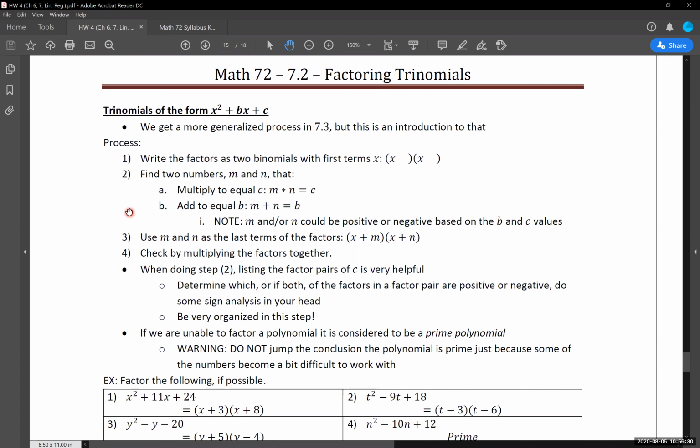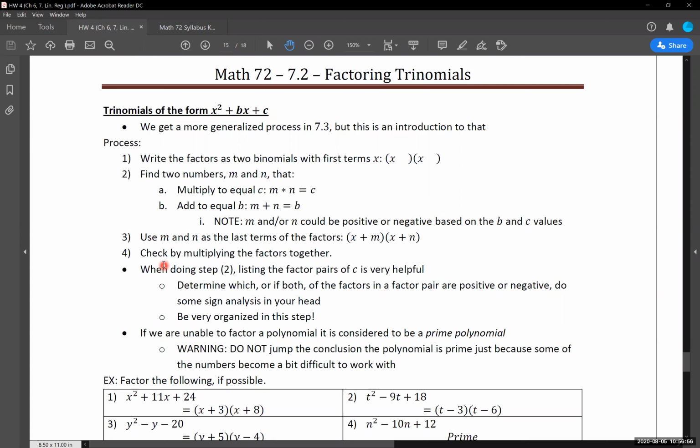So at this point in time, once we have found m and n, we use m and n as the last terms in the factors. So we just plug m in here, plug n in here, just like what we had from up here, including their signs, and then we are done. We have fully factored the trinomial that we are working with.